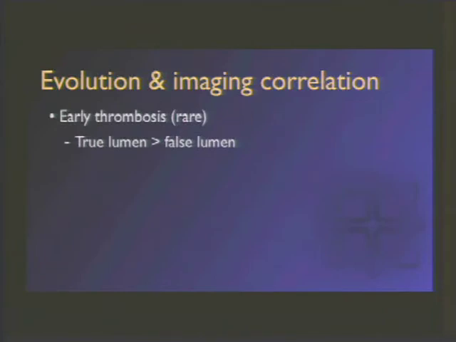Very rarely, there's going to be early thrombosis, and in those cases, the true lumen is going to be way larger than the false lumen. And actually, I do not have an example of that, but it's important to mention this because you're going to see cases of intramural hematoma, and I'm going to talk about that shortly, that it looks exactly like this in CTAs. And the only way to make the difference is just to go to a non-contrast, the CT without contrast.